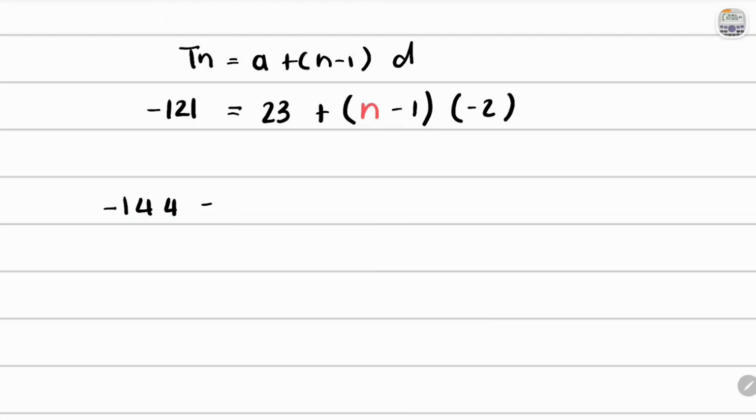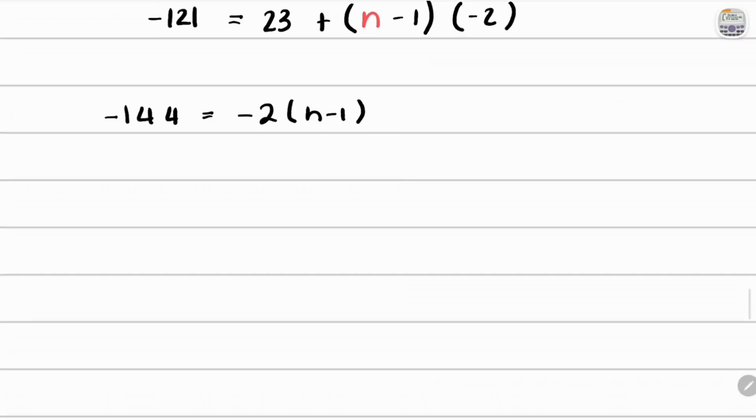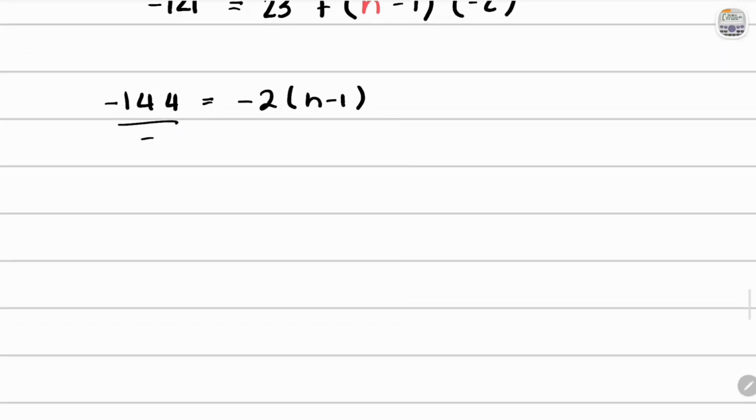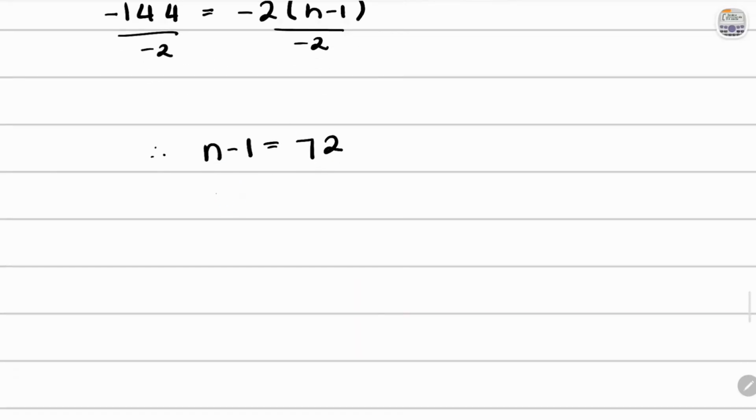Negative 144 is equal to, and this is just one term times two terms, so we can say negative 2 times (n minus 1). Then we can divide both sides by negative 2, and so you can rewrite this as n minus 1 is equal to, when they divide, positive 72. Then transpose the 1, so n is simply equal to 73.